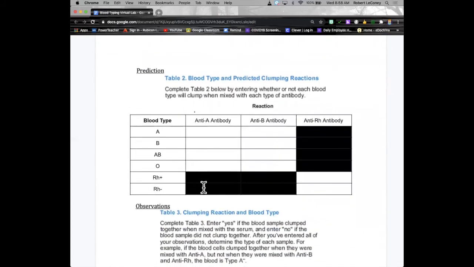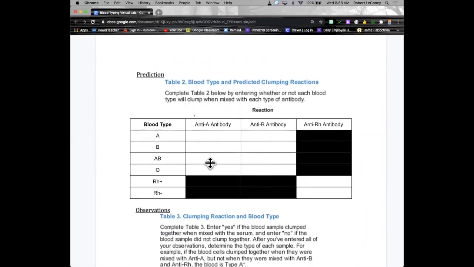Prediction. Complete table 2 below by entering whether or not each blood type will clump when mixed with each type of antibody. So you are going to predict, hypothesize, will anti-A antibody make type A blood clump up? Yes or no. Will anti-B antibodies make type A clump up? Yes or no. Same question for B blood, AB blood, and O blood. Same question for RH and the anti-RH antibody, and RH negative and the anti-RH antibody.